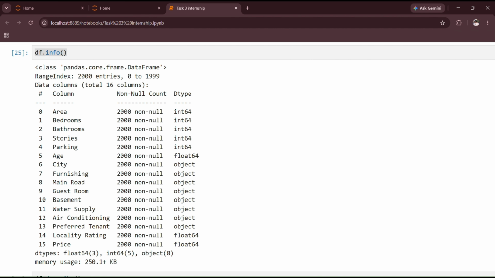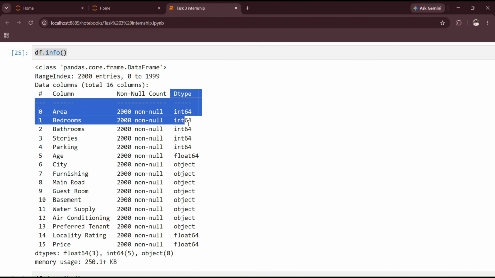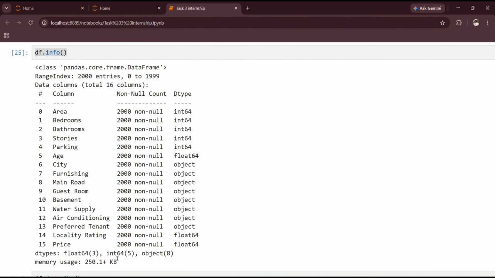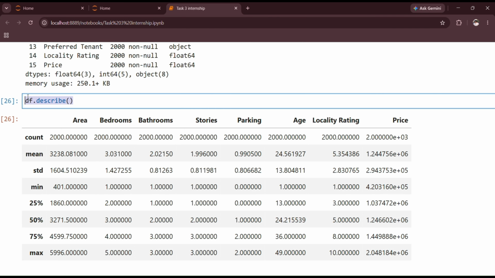This provides detailed information about the dataset, including the number of rows, number of columns, data types, and memory usage. This helps us verify whether each column has the correct data type. For example, age should be numeric, while city should be stored as text.